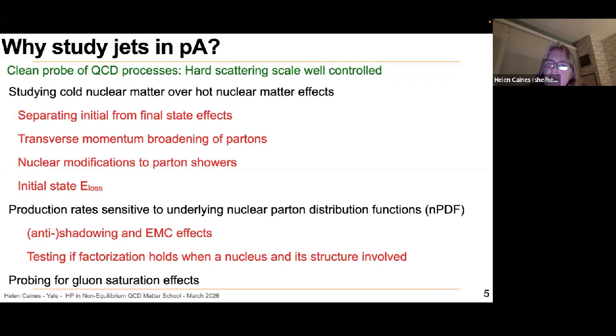And it also tells us something, again, that we know, and we're going to explore further in this talk, that when you put a proton into a nucleus, you affect the underlying nuclear parton distributions. It allows us to look into these effects, the effects of shadowing and anti-shadowing of the rest of the nucleus being there. And I'm going to come back to that in a bit more detail about what a nuclear PDF is. And it helps us test factorization, whether this holds when you put a nucleus in there and the structure that it has. And again, we're going to come into more detail about what that means. And last but not least, it helps us probe for effects of gluon saturation.